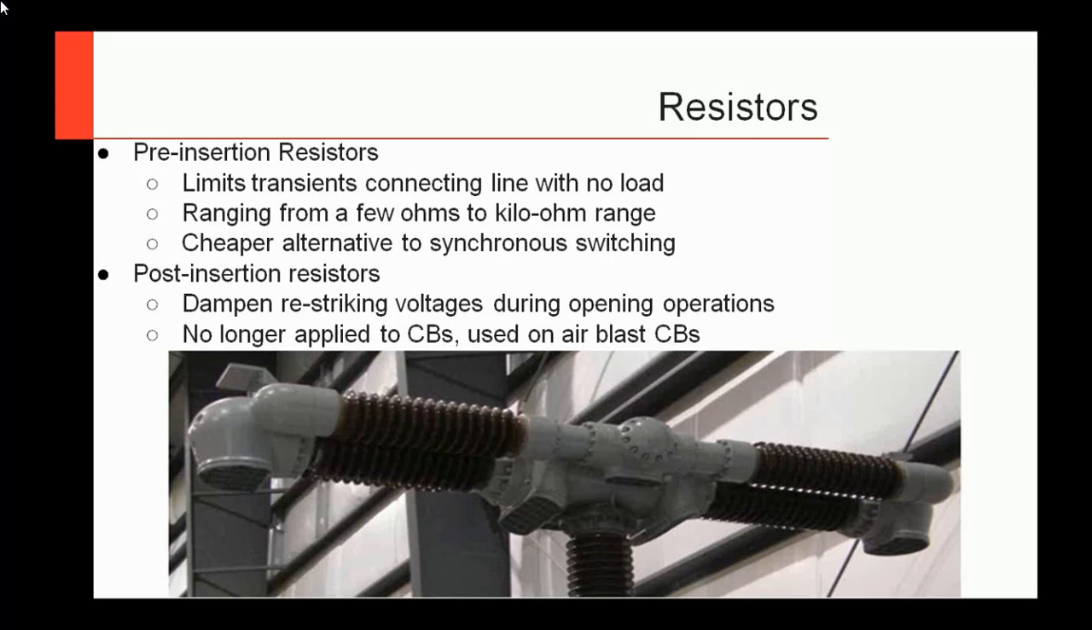Something you'll see on an air blast circuit breaker is called a post-insertion resistor. This is when the breaker is opening. The circuit breaker itself can't handle all the energy in the arc. So as it goes to open, this post-insertion resistor comes in to help bleed off that energy, so not all of it is going through the contacts. It opens up, then the mains open up, and the resistors and the circuit breaker interrupt the arc. Since these are on air blast, you don't see these on any modern SF6 or vacuum breakers. But it is something to be aware of and something you need to check if you're timing in the field.